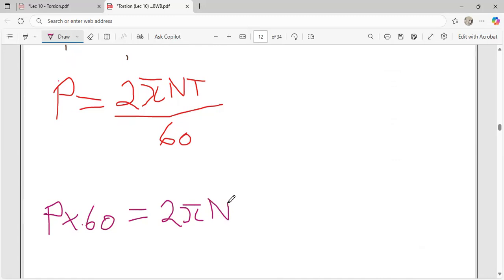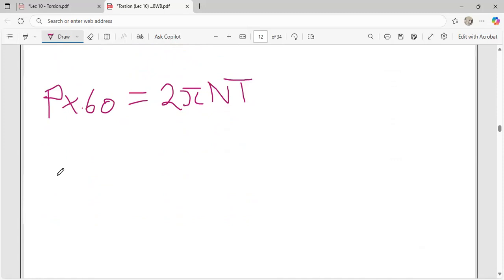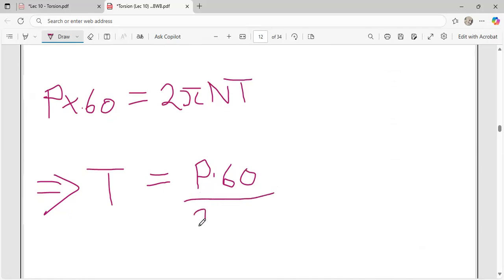If you divide both sides by 2 pi n, you realize that finally your value of T is going to become P multiplying 60, all over 2 pi n.